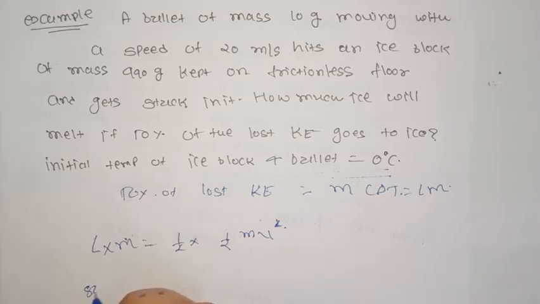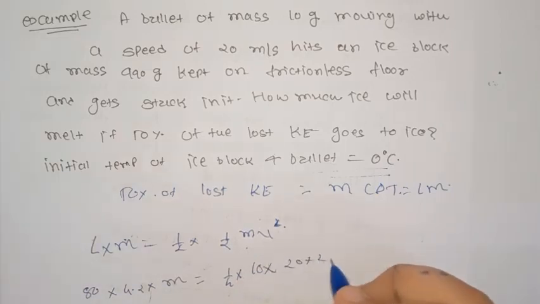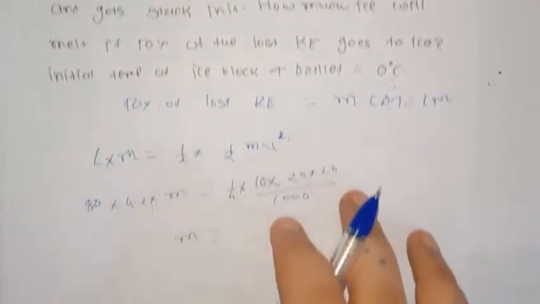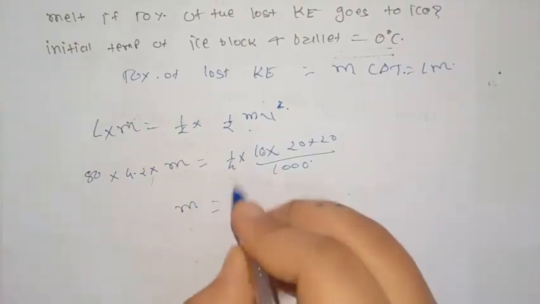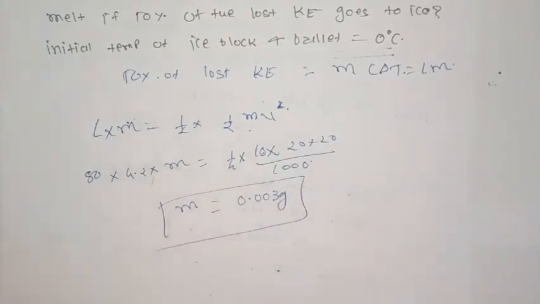So L into M is equal to half of half m v square. So 80 into 4.2 into M, we want to convert this into joule. So 80 into 4.2 is equal to 1 by 4 into 10 into V square, that will be 20 into 20 divided by 1000, converting this 10 gram into kg. Simplify this, we will get the answer M is equal to 0.003 gram. So this much amount of ice will be melted.